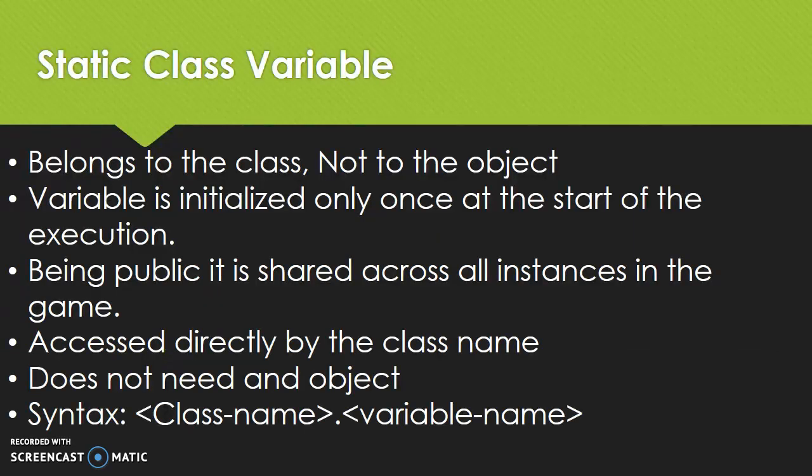Static class variables belong to the class, not to the object. The variable is initialized only once at the start of the execution. Being public, it is shared across all instances in the game. It is accessed directly by the class name and does not need an object, and the syntax for a static class variable is className.variableName.